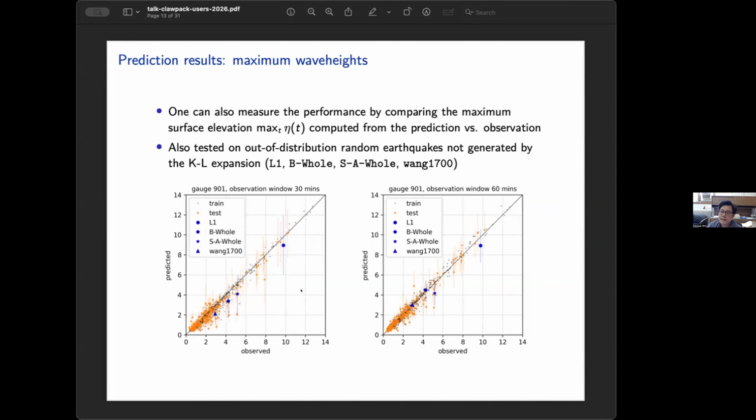And if we just look at the maximum amplitude of the surface elevation and compare the predicted versus the observed, it's close. The closer to the 45-degree line, the better you do. And you see that for the 30-minute window, there is some error, but with the 60-minute window, it lines up very well. So these convolutional neural networks are very good at predicting the full tsunami waveform. So this was our first study using machine learning models with GeoClaw.